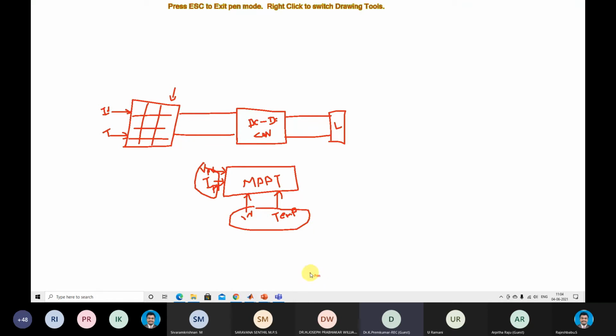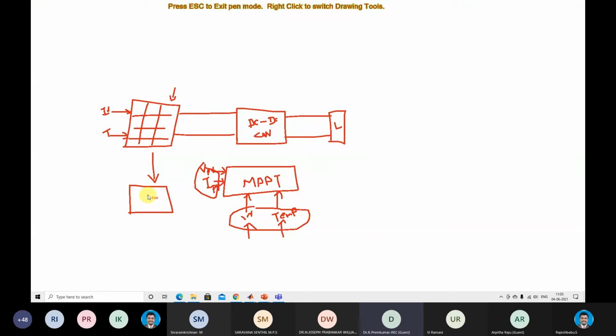Here we are going to use artificial intelligence techniques, that means ANN and ANFIS, right? So then we need to choose only two parameters: irradiation and temperature, because we are going to make one model. That model is known as the solar PV model based upon ANN and ANFIS. So it's going to mimic the working of the actual solar panel.